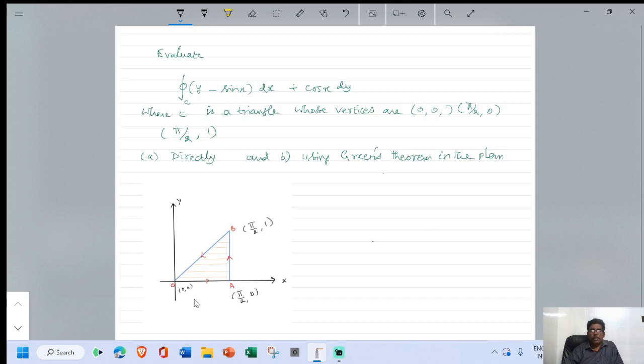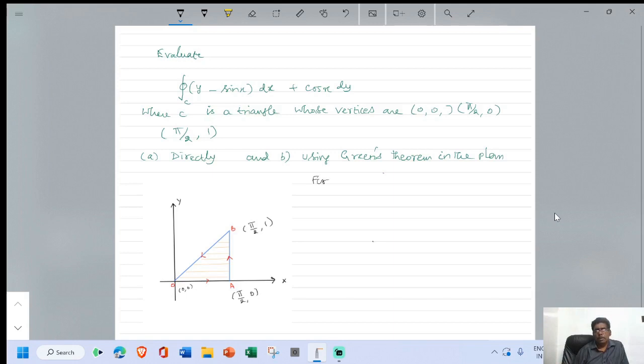Using the direct method as well as Green's theorem, we should solve this. With the help of the three vertices, we have constructed a triangle. This is (0,0), this is (π/2, 0), this is (π/2, 1). These are the lines OA, AB, then BO. Now we should solve the problem using the direct method. For that, consider the OA line.